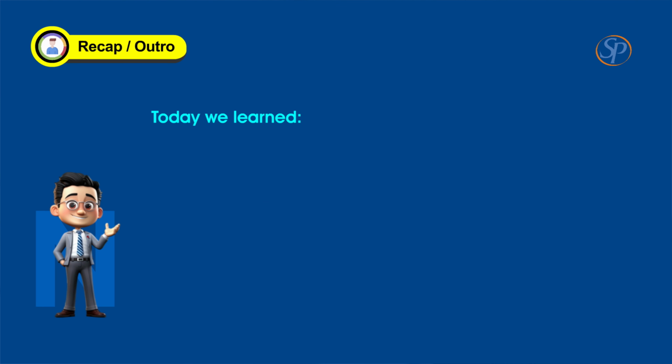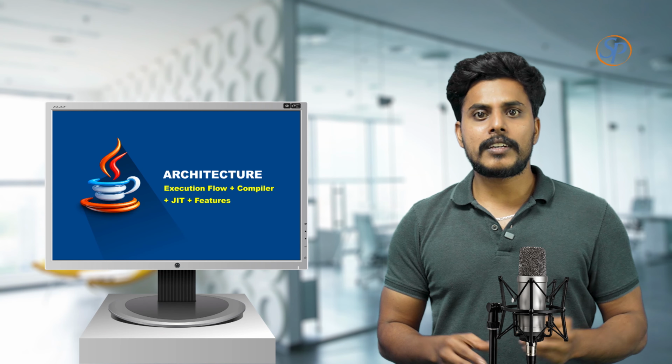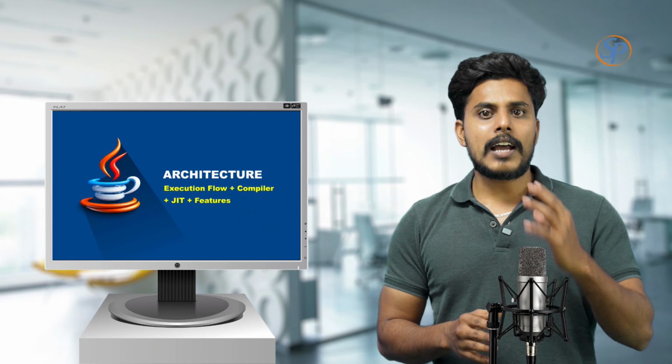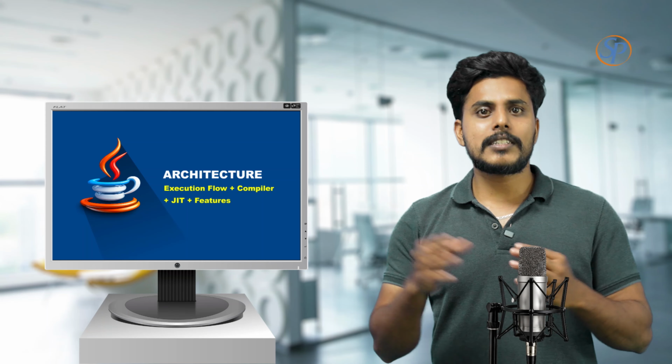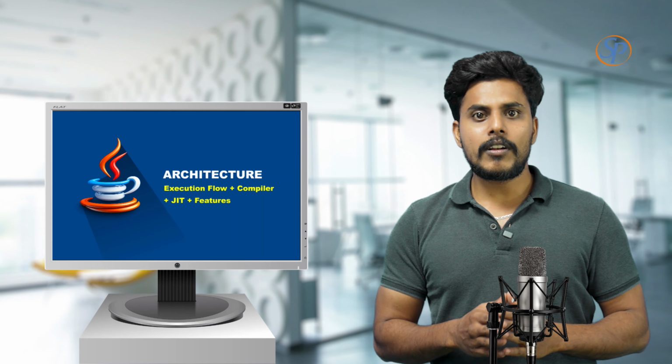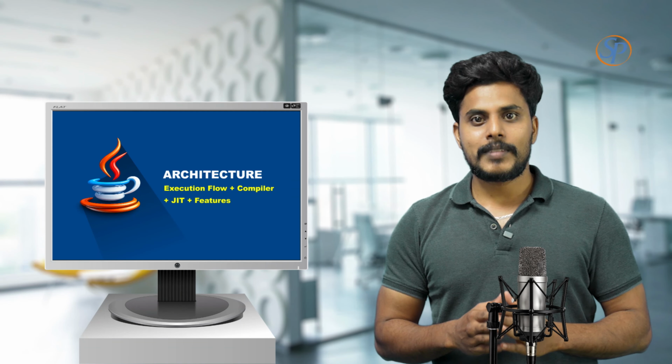Today we learned the execution flow step by step, compiler versus interpreter, the JIT compiler, and core features of Java. In the next video, we will start learning about identifiers and reserved keywords and understand how we name variables, classes, and methods in Java.